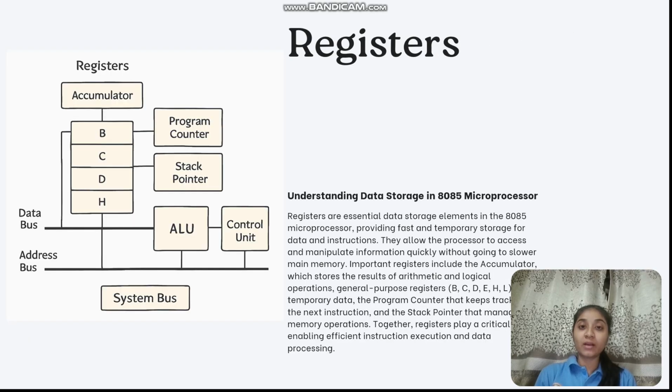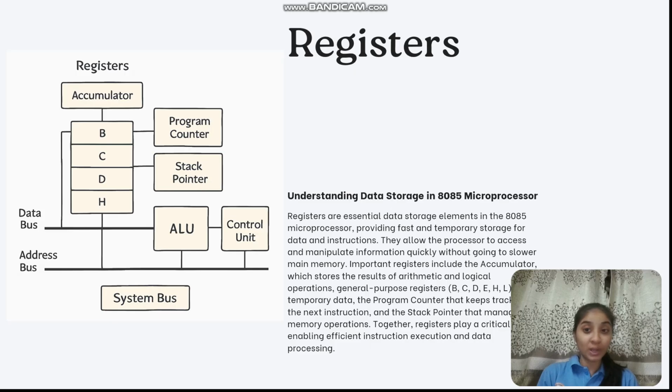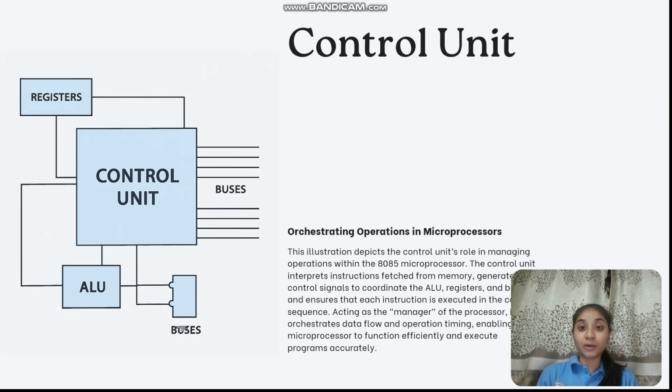Now we will be looking at the registers. Registers are small and very fast storage locations inside the microprocessor. They temporarily store the data, instructions, and memory addresses that the processor is currently using. The 8085 microprocessor includes registers such as the accumulator, general purpose registers, program counter, and stack pointer. Because registers are located inside the processor, they allow the data to be accessed very quickly, which improves the overall speed of the processing.